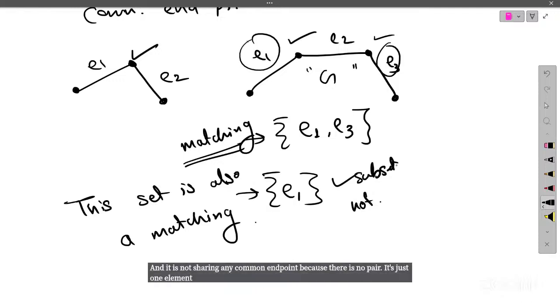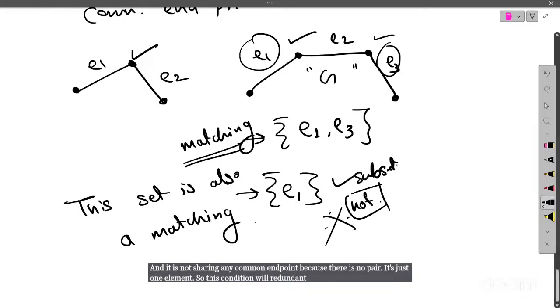So this condition is redundant. I mean, it's not applicable here, right? So this is a trivial kind of matching.